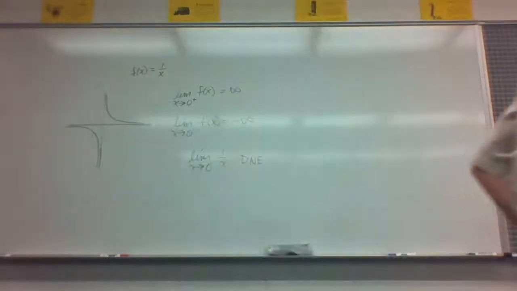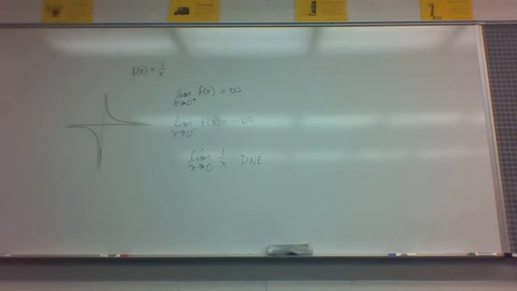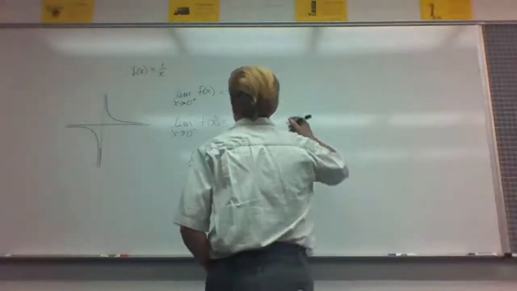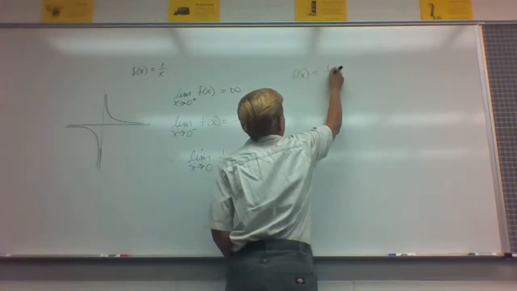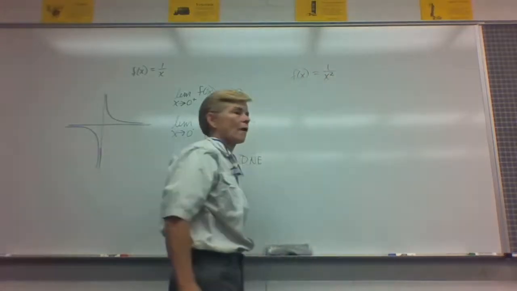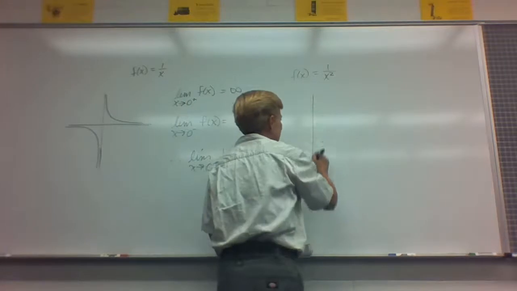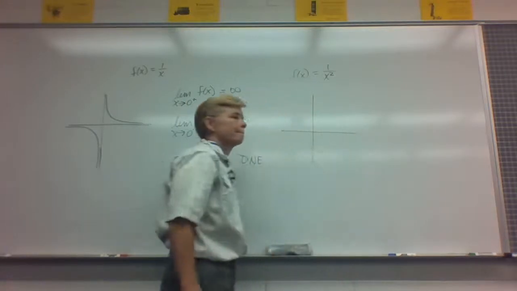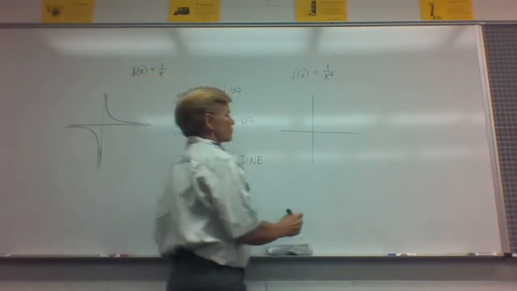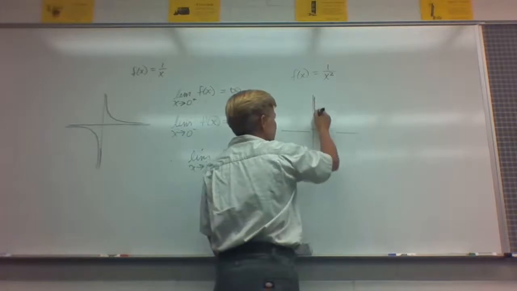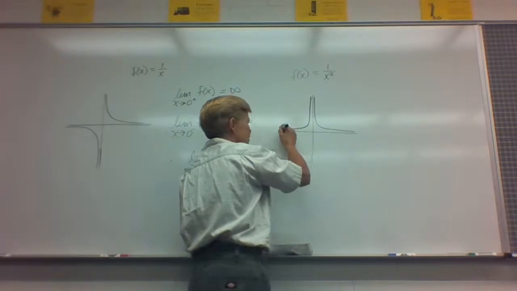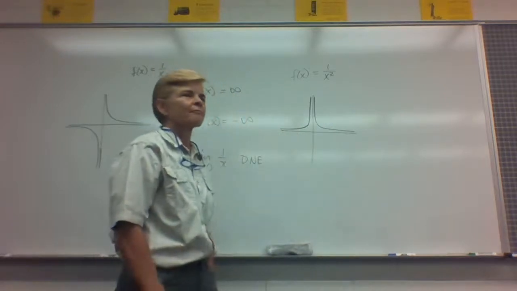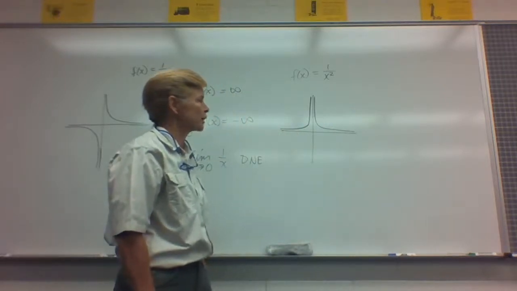All right. Let's take a look at the next one. What about this one? f of x equals 1 over x squared. What does that look like? Anybody? What does the graph of this thing look like? It goes like this here, and the same thing over here. So is this one odd or even? Even. It has y-axis symmetry.